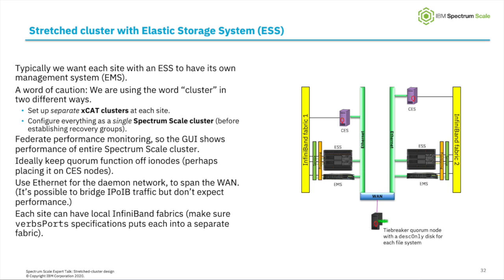There is an EMS, generally one at both sides. Most people don't stretch their service and provisioning networks. They just locally manage an ESS on both sides. But you can use federation with the performance monitoring to effectively collect performance data from one side, collect it locally, and share it to the other side, to the other EMS.